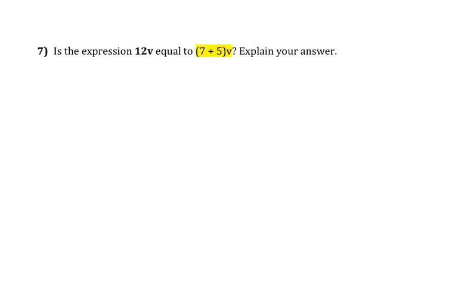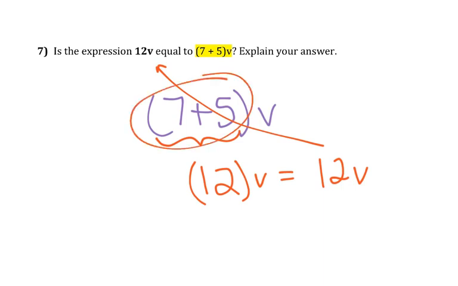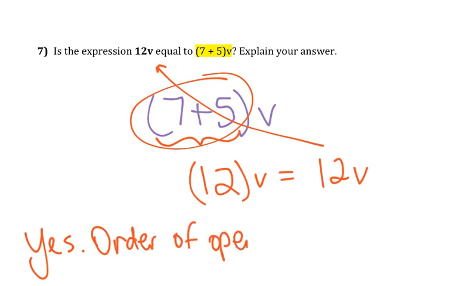So for this one, I'm looking at the 7 plus 5, and I notice that that's in parentheses, and so I think back to, well, what does that mean? Well, that means order of operations says I have to do what's in there. So 7 plus 5 is 12. And so I'm going to take 12 times v. I do not have to have like terms to multiply, so that's equal to 12v. So are they equal? Yes. And the reason why is because of what we were able to do there. It's order of operations. So we're going to say yes, order of operations allows us to simplify this.